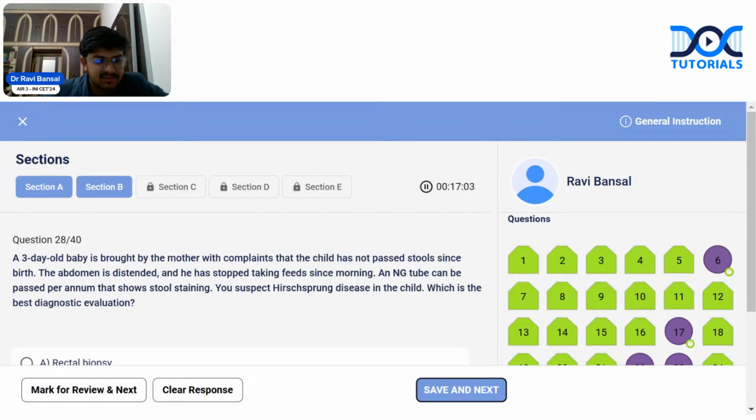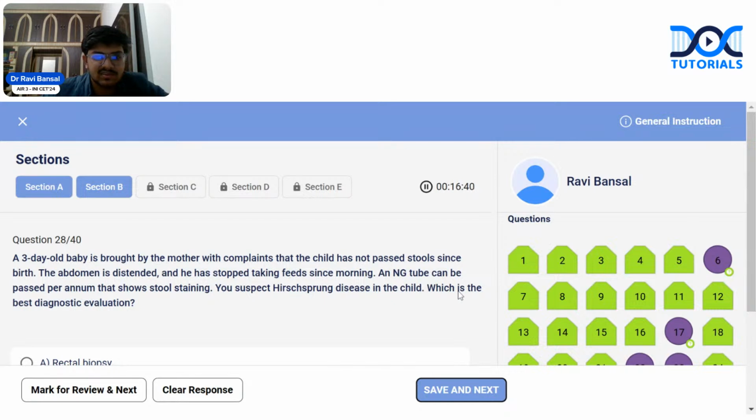This is the thing we did in our pediatric intensive posting. By this line they want to tell you there is no anal atresia; the opening is open. You suspect Hirschsprung disease. They have given the diagnosis in the last line. So I tell you, you should read just one or two lines. The rest is just given to waste your time.